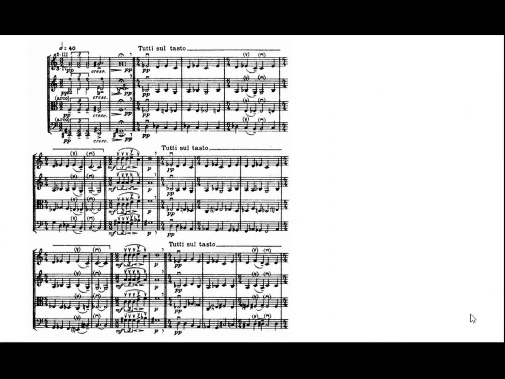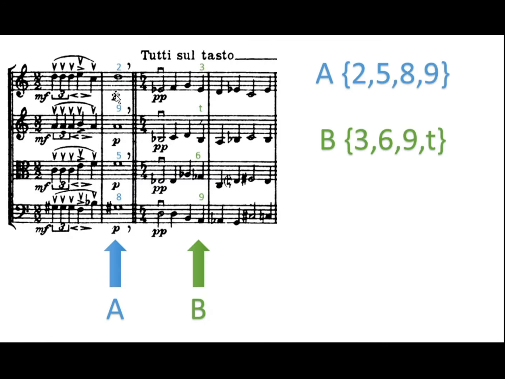Objective 53.1 says correctly label sets related by transposition with a TX number and correctly label sets related by inversion with an index number. For this example, we're going to look at this segment of the piece. I've zoomed in, and we're going to look at this chord labeled A and this chord labeled B.